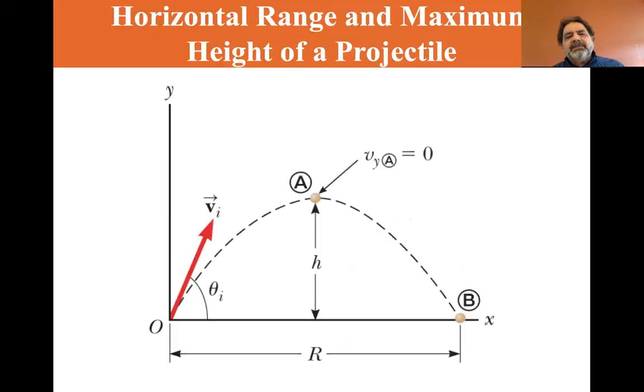The horizontal range and maximum height of a projectile. This is simple trigonometry that we're going to study here. So the question is, what is the H? What is the highest point that the projectile will reach at position A? That's the maximum height. The range is, you see the R at the bottom of the graph. How far will the projectile travel? Well, let's study this.